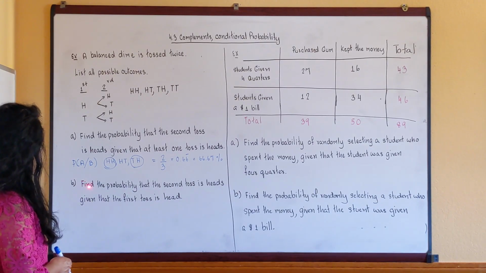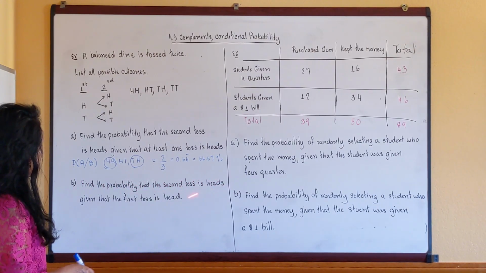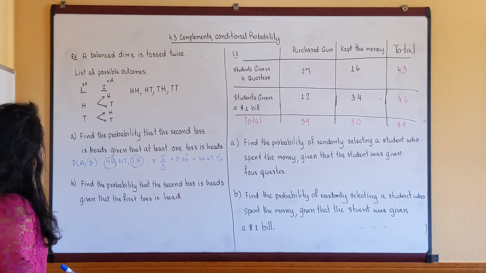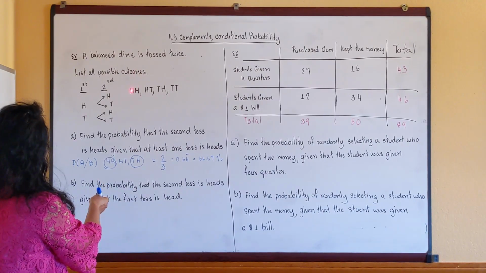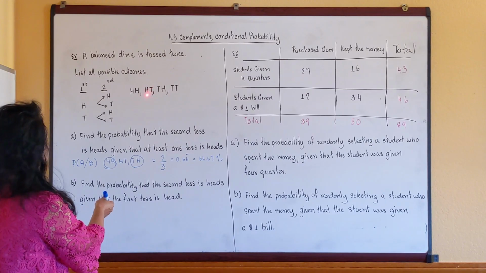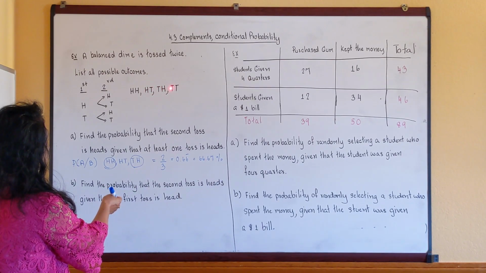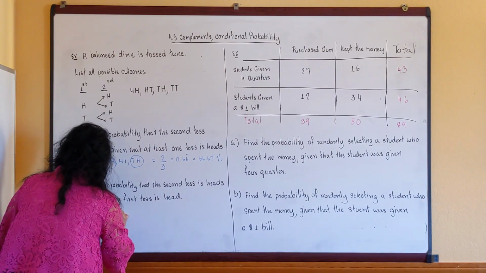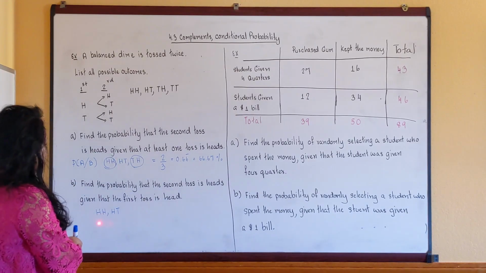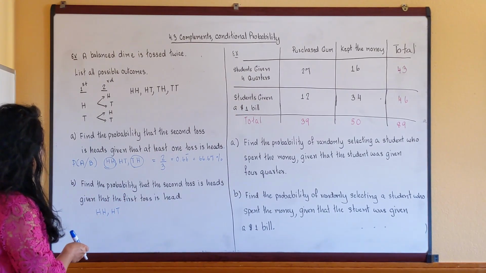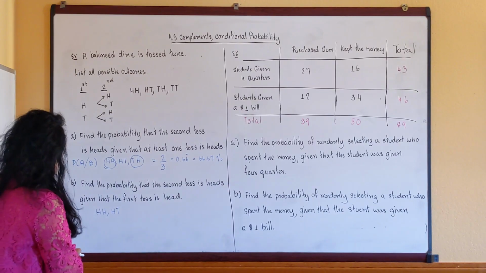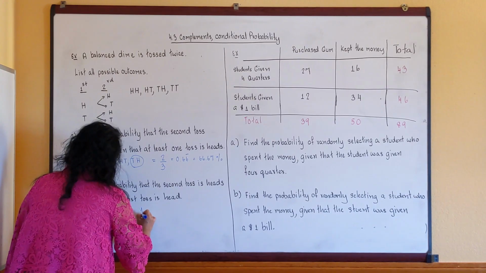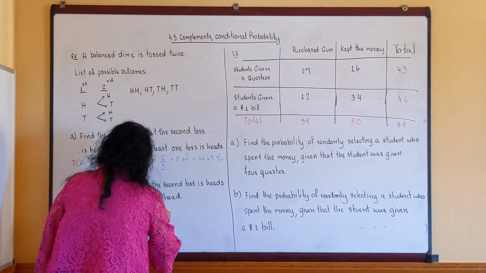Now let's look at this one. Find the probability that the second toss is head. Now the given is different from the first one. The given is that the first toss is head. So the first toss is head is this one. This is the first toss is tail. So you're going to have HH and HT. This is the given, the first toss is head. What is the probability that the second toss is also head? So it's going to be 1 out of 2 or 50%.